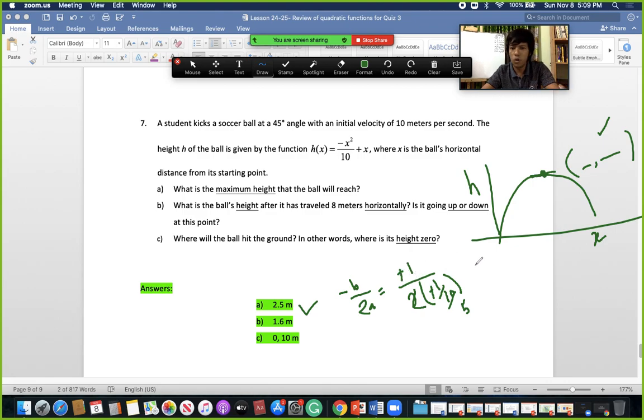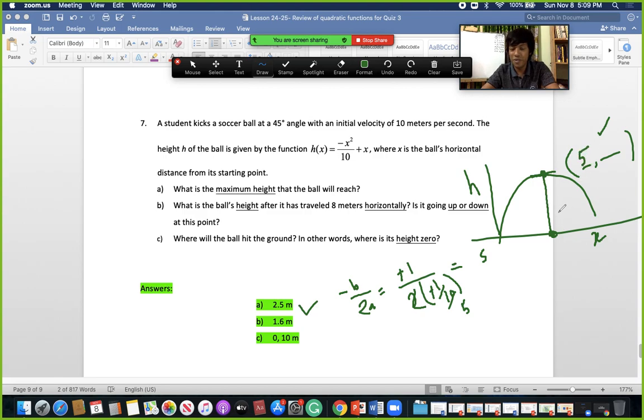Or you can do the whole thing in the calculator also. The calculator will give you 1 divided by 5, so 5 will go up, so ultimately it is only 5. That means this x value is 5. At the maximum height, the horizontal distance is 5. So the first value is 5.